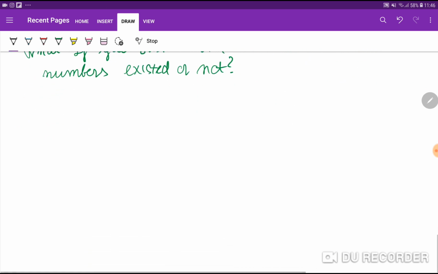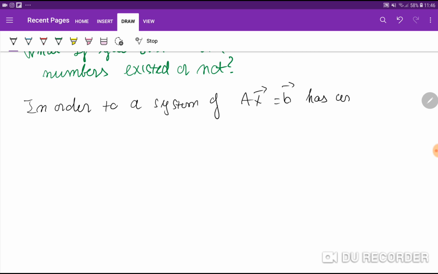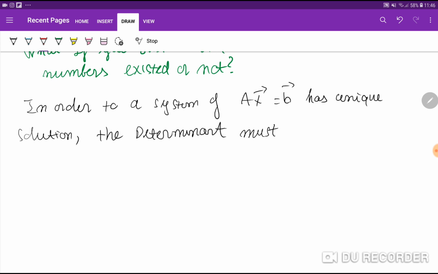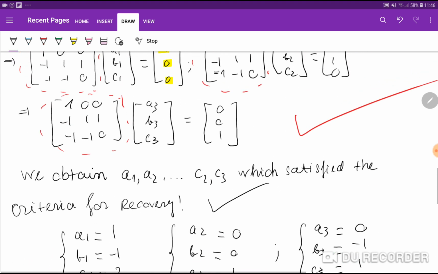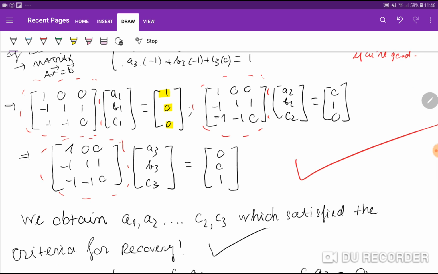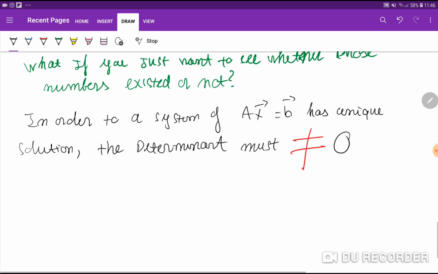Okay, so in order for a system of Ax = b to have a unique solution, the determinant must not equal 0. So you find the determinant of the matrix. All three have the same determinant. It's just the vector that is different, but the matrix is the same. So what's the determinant of the matrix?